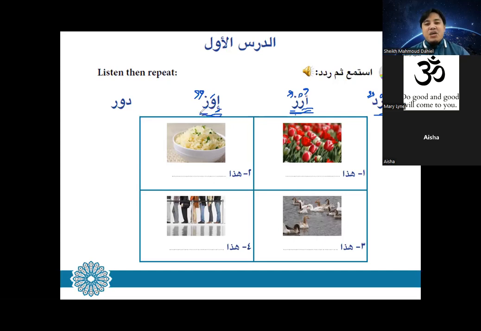Iwazun. Okay. So again, pay attention. We have wardun. We have urzun. We have iwazun. And the last word, dal. The first letter is dal. Dal that has fatha, we read it da.